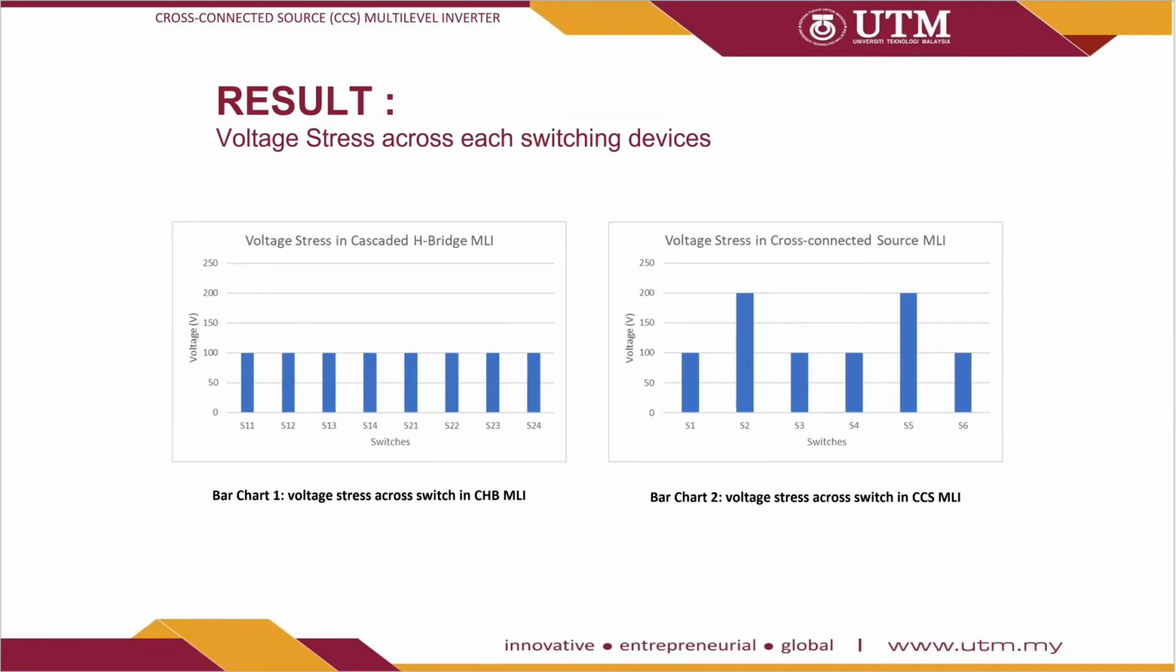From the result, we can observe that all the voltage stress in the bridge inverter is equal to 100 volt, while for cross-connected source, the highest value of voltage stress is 200 volt. This is because when fewer switch components are used, the voltage across the switch will be much higher, also increasing the voltage stress, which is one of the disadvantages of this topology.